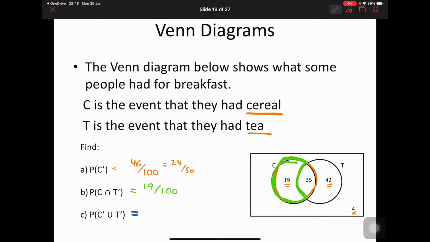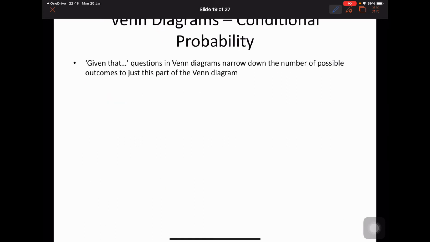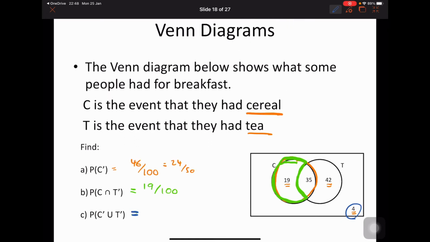For part C, it says find the probability that it's not C or it's not T. Now that or is really important. So there are a few possibilities. One is that it's not T or not C. So I'm going to circle that.